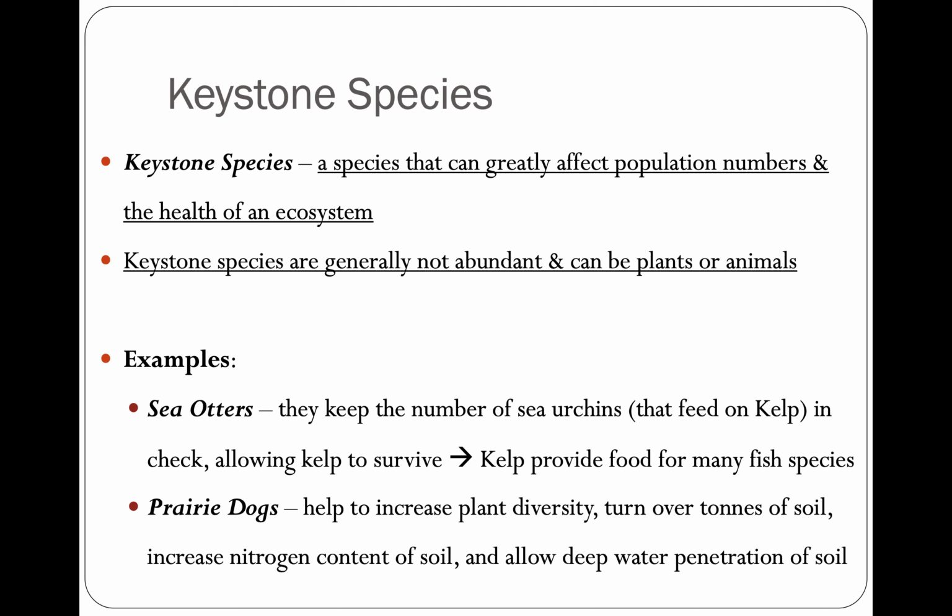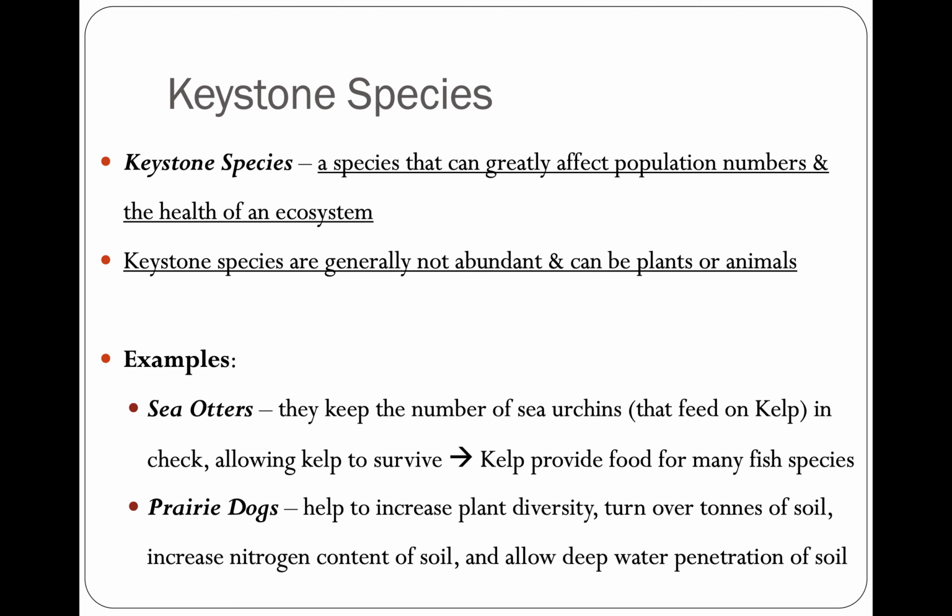So sea otters keep the number of sea urchins in check, right? Because these urchins eat the kelp and the sea otters eat the urchins. So if there's not as many urchins, then the kelp can grow, right? And then the kelp can provide food for fish, which we need. So the sea otters are maintaining a balance there, right?